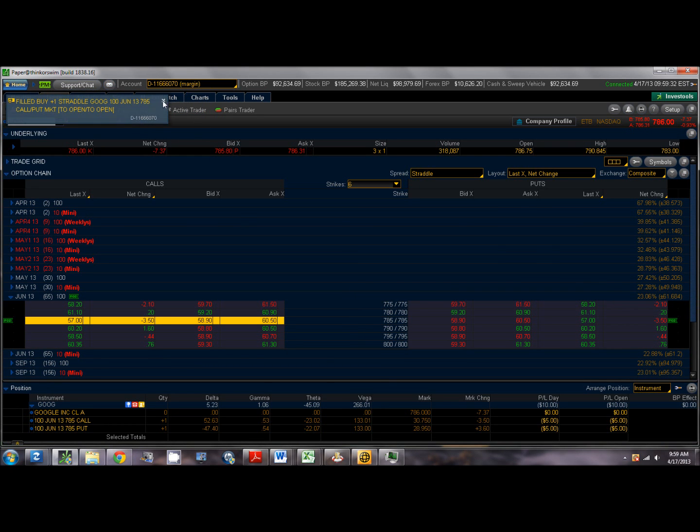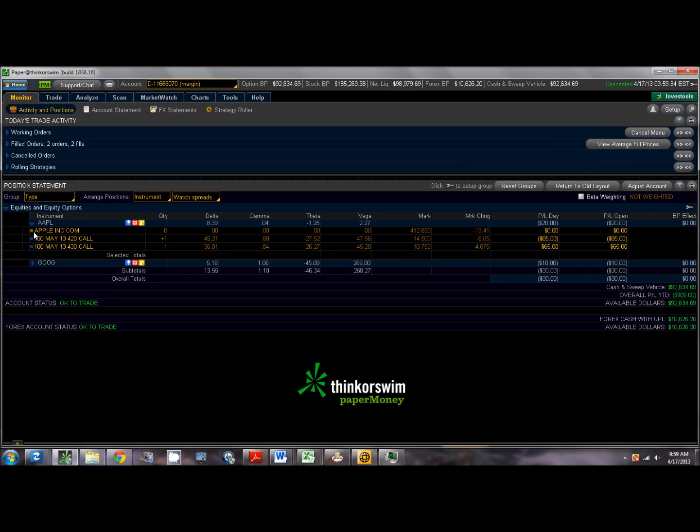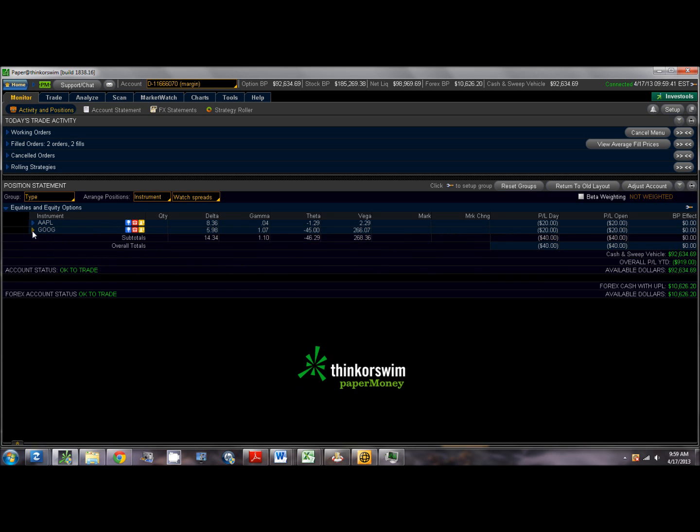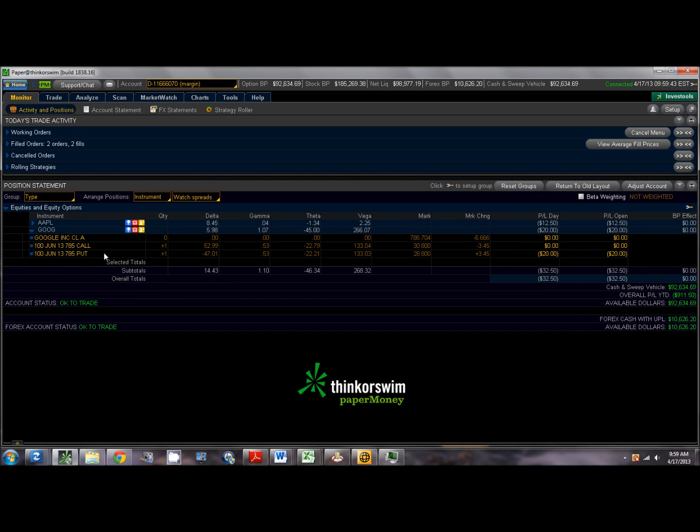I go back to my monitor tab. So I still have this call spread going on Apple, and it's not going too well so far. But in Google, I have purchased a call and a put at 785. Now, the pricing of these as they move before expiration is kind of sticky, and we would need to go through this in class to really talk about this. This is pretty advanced stuff.